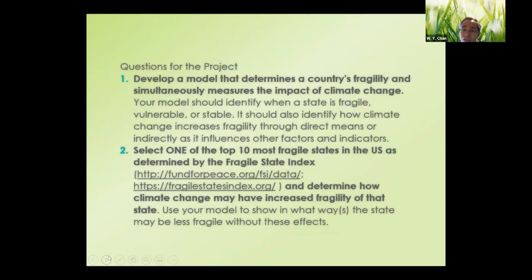And then I also changed a little bit in question number 2. So how about in our US? I provided the information on the 10 most fragile states in the US. Can they use this information to determine whether climate change may increase the fragility of these states? So they can select the state they want to investigate and then build their model.